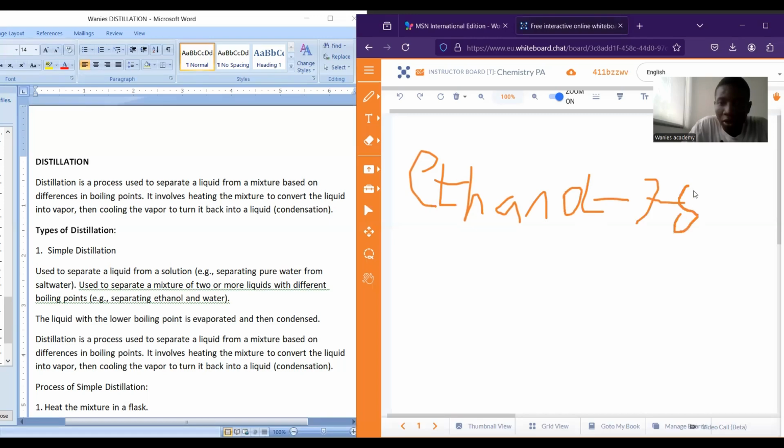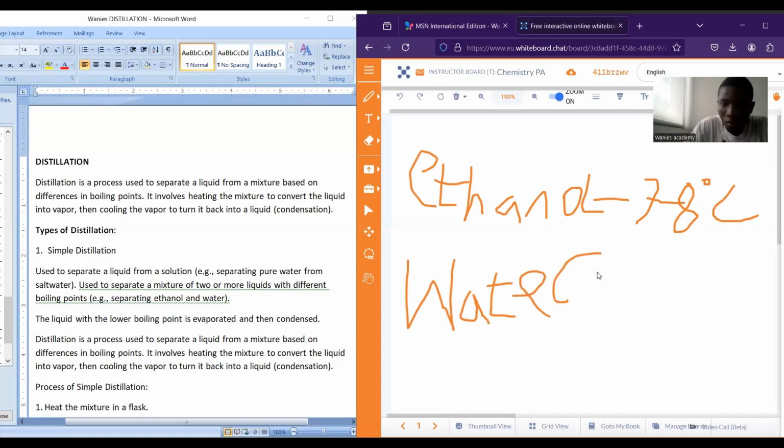The boiling point of ethanol is 78 degrees Celsius. But if I separate ethanol and water, the boiling point of water is 100 degrees Celsius. So if I separate the two of them, you can see that their boiling points are different.